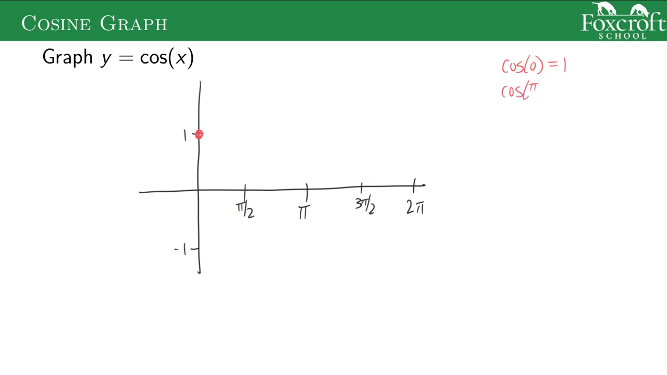When I put in pi over 2, I get 0, which tells me the point (pi over 2, 0) is on the cosine graph. Again, just going around the unit circle, pi is going to be -1 for cosine. 3 pi over 2 is 0. 2 pi is 1. And it kind of looks like a V, but just like the sine one, it's going to end up being a wave. So it's going to kind of curl down through these points.